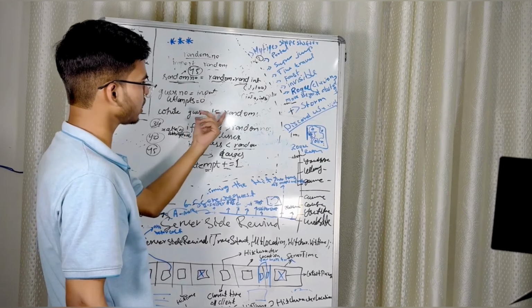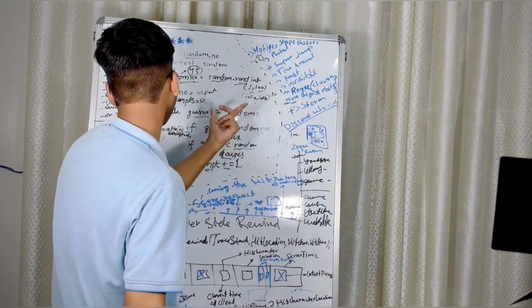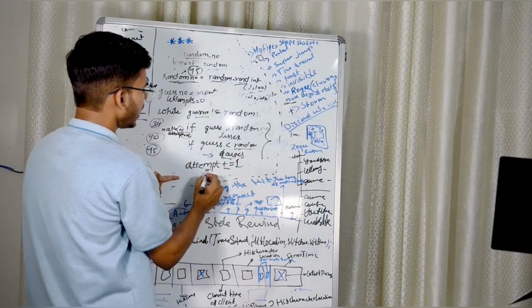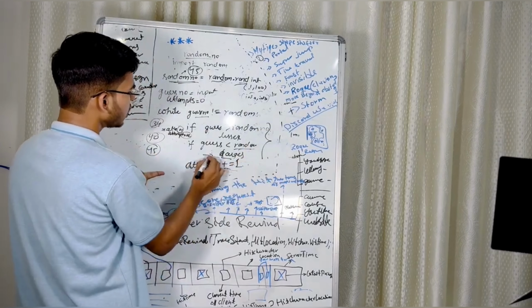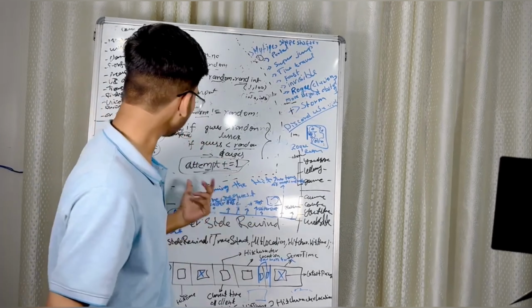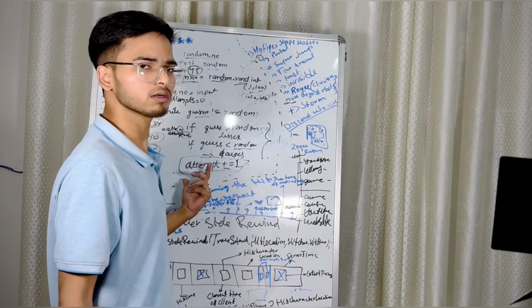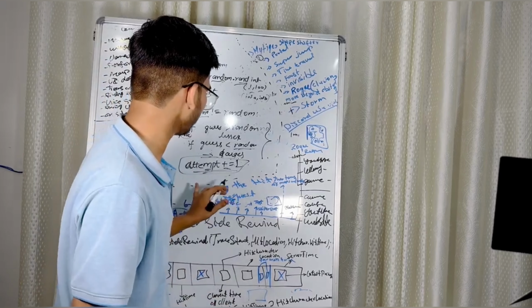If that guess number is the same as the random number. Yeah, 45 is not equal to the random number, so it's a false statement and the loop would not work. And the last thing, the number of attempts would be how many times he takes to find out the exact number. That would be our number of attempts.